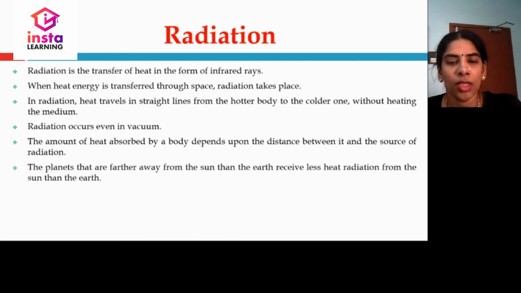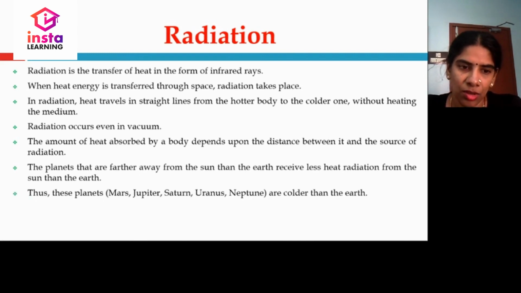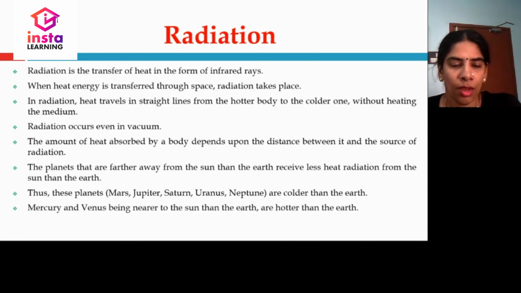The planets farther away from the sun receive less heat radiation from the sun. So these planets are colder than the Earth because Earth is a little bit nearer than other planets like Mars, Jupiter, Saturn, Uranus, Neptune. Mercury and Venus, being nearer to the sun, are hotter than the Earth.